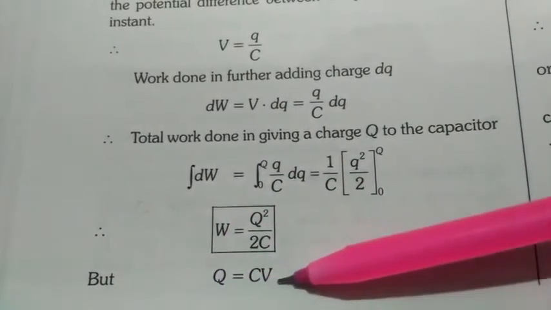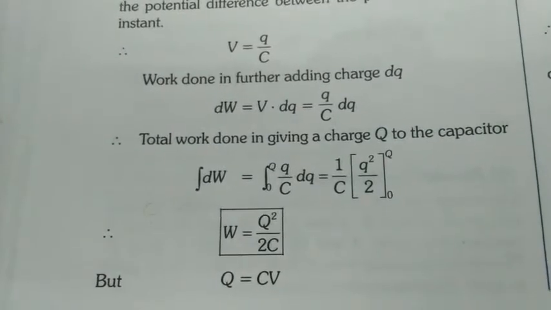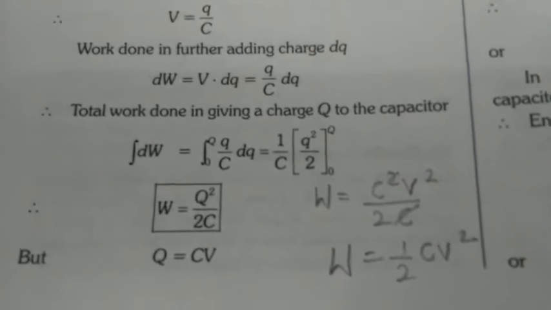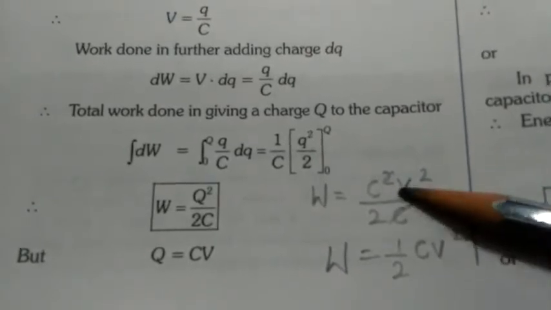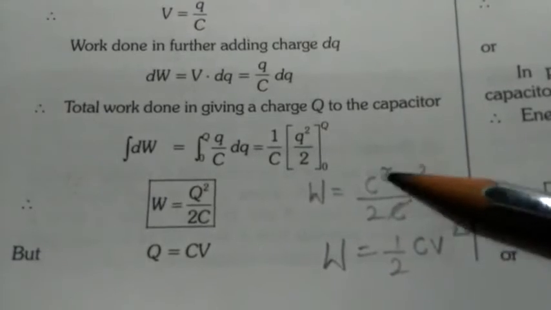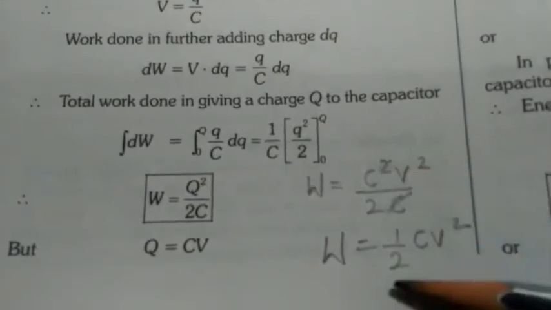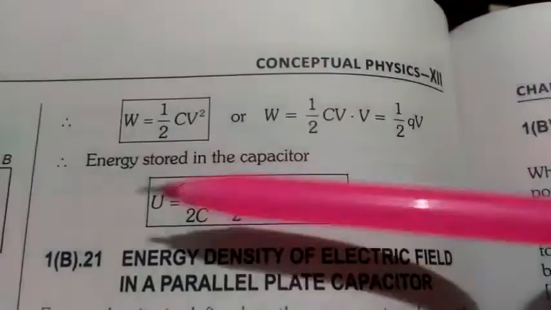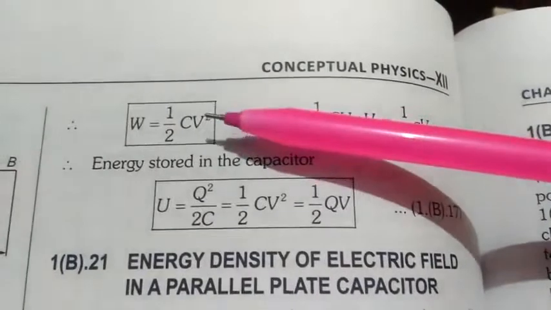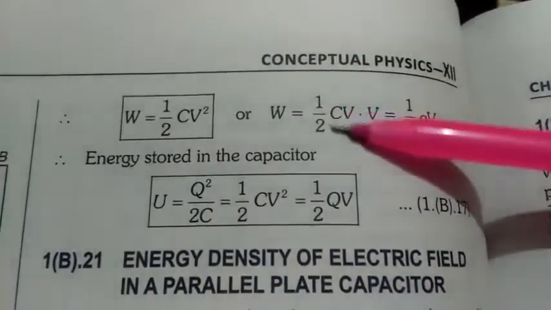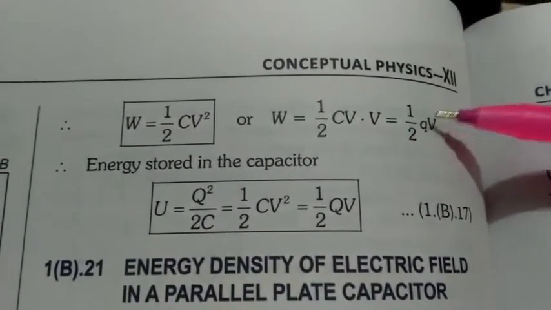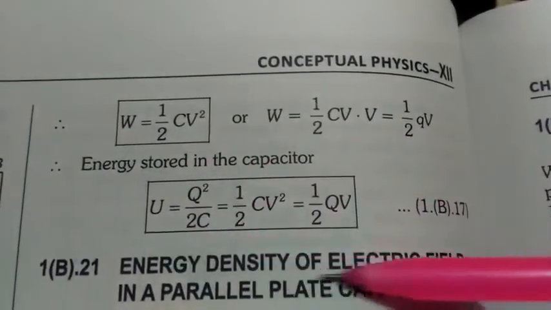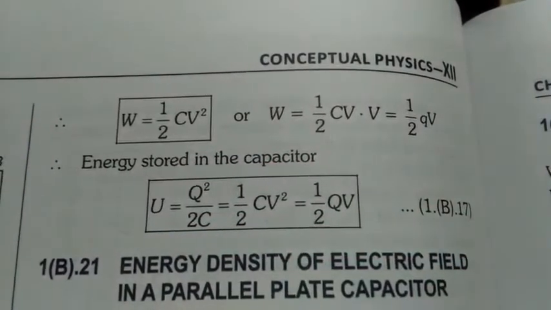But we know q equals C into V. When we put this value in the equation and further solve it, here you can see we have put the value of q. Q square is there, so C square V square, one C will cancel. So we have W equals half CV square. Or if we write it like this, V into V, CV equals q. So one more formula of W is 1 upon 2 Q into V. These are some equations for energy stored in the capacitor.